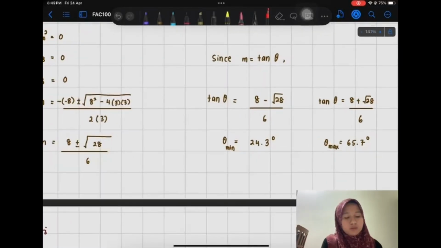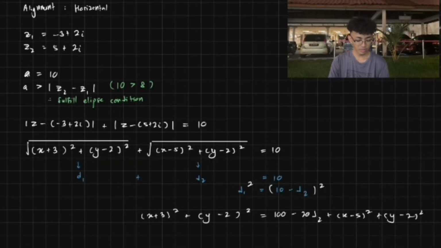So we will get our theta minimum to be 24.3 and theta maximum to be 65.7. Okay, now for my part, I will be talking about the ellipse equation.